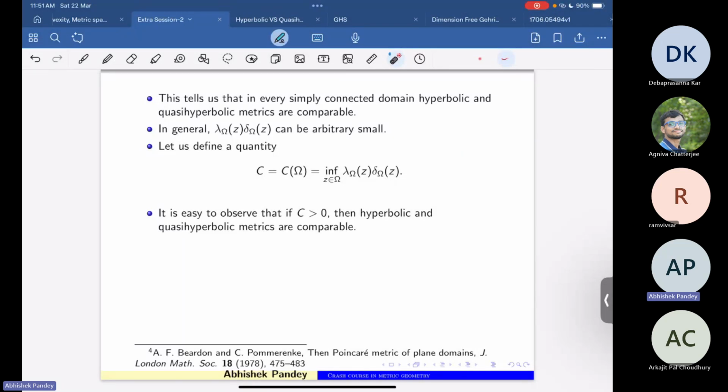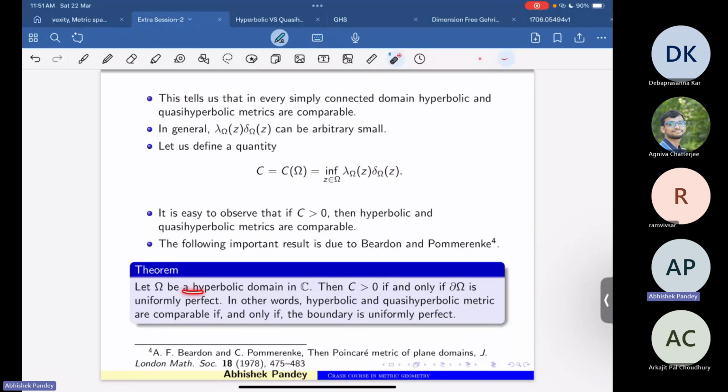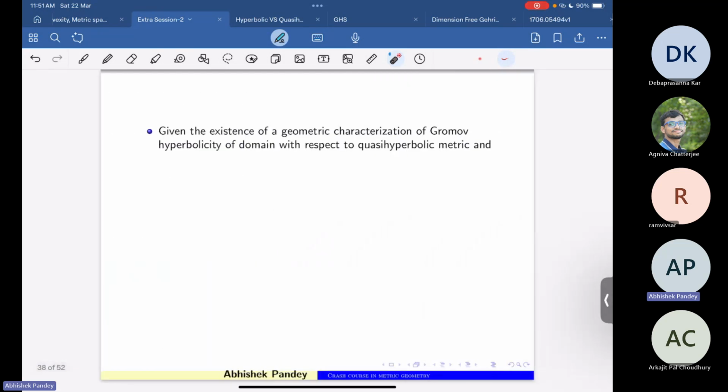So we want to check when c is greater than 0. And that is a result by Beardon and Pommerenke, which says that let omega be a hyperbolic domain in C, then c is greater than 0 if and only if the boundary of omega is uniformly perfect. In other words, hyperbolic and quasi-hyperbolic metrics are comparable if and only if the boundary of the domain is uniformly perfect. Again, we are not going to see what uniform perfectness means. We are just going to compare the Gromov hyperbolicity. So it means that once we have that the boundary is uniformly perfect, they are simultaneously Gromov hyperbolic.